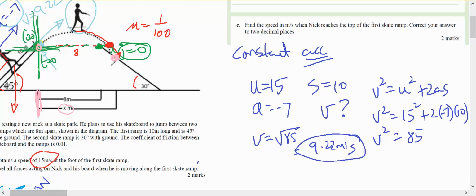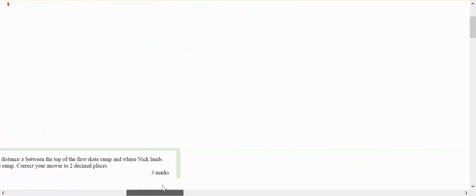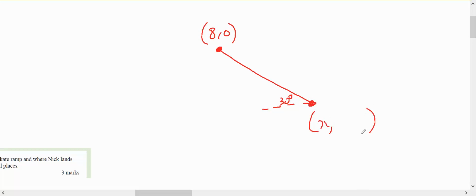So I'm interested in the coordinates of where the person lands. Where the person lands will be at x on the x-axis. And what will be the y-coordinate of where the person lands? Well, let me think about this. I've got this ramp, and I know that it is 30 degrees, and I know that that point there is at (8, 0), and this point here is at x something.